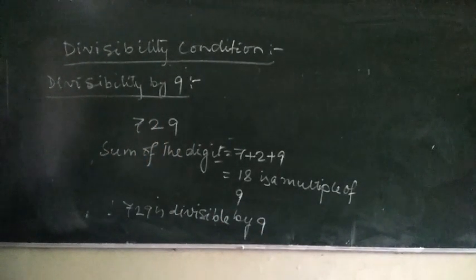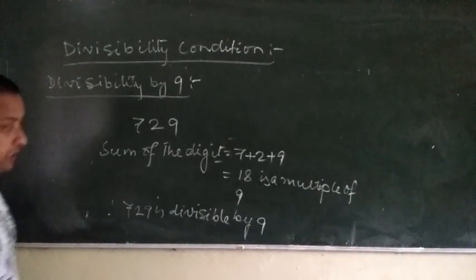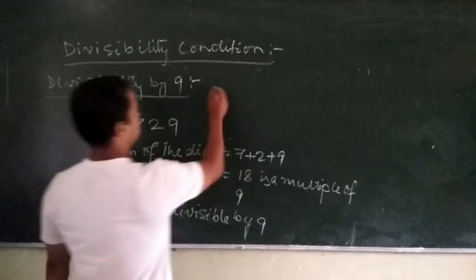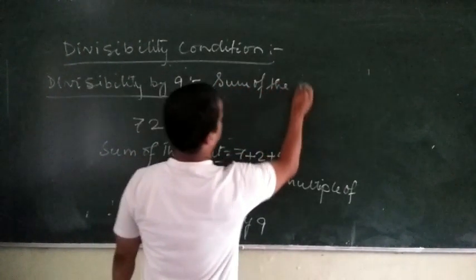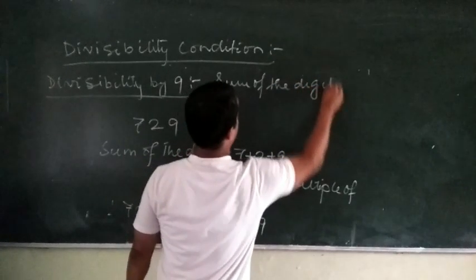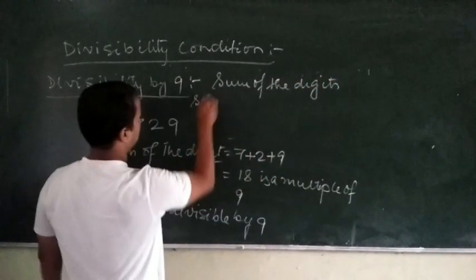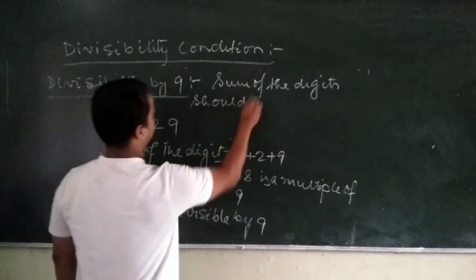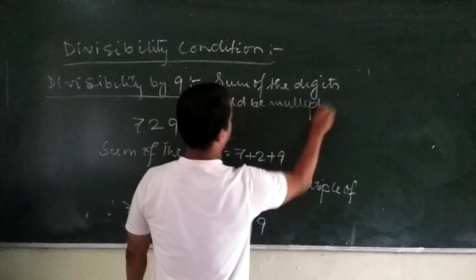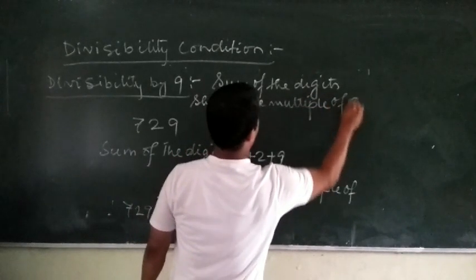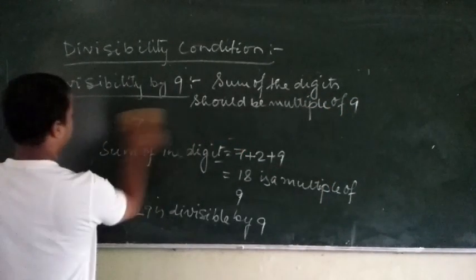Okay, so to be divisible by 9, the sum of the digits should be a multiple of 9.